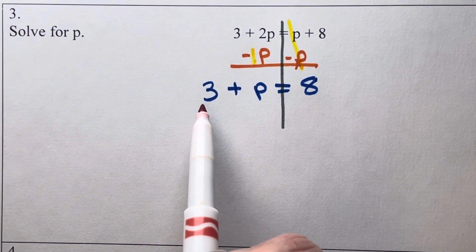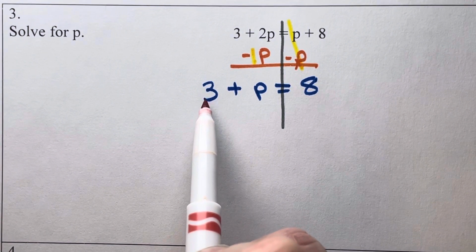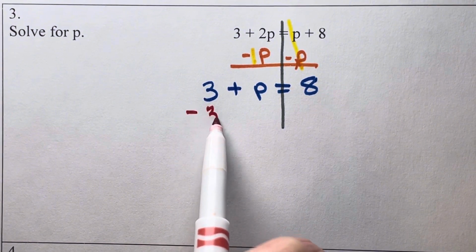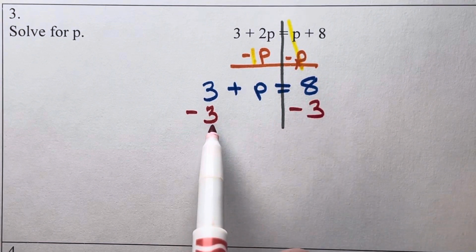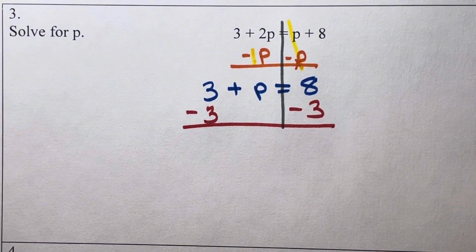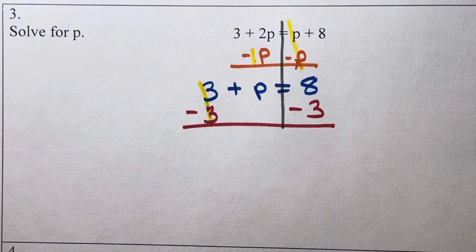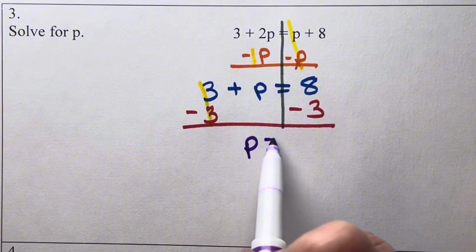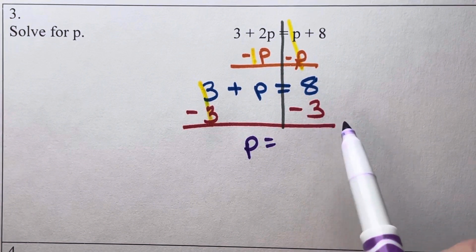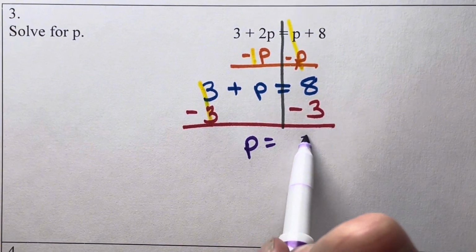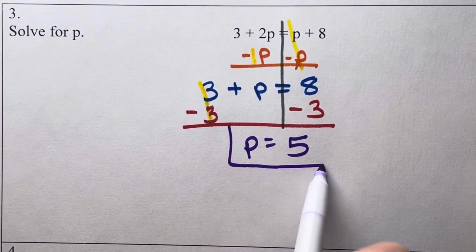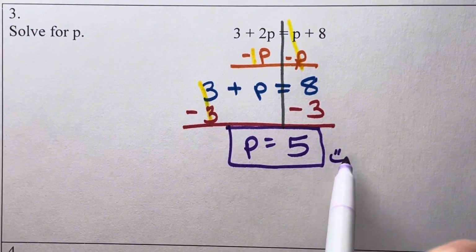We need to just subtract over this 3 as it is currently positive, so its opposite is subtracting. And what you do on one side of the river, of course you do to the other side. And this gives us piglet is equal to the difference of 8 and 3. So 8 minus 3 is 5. And there you go.